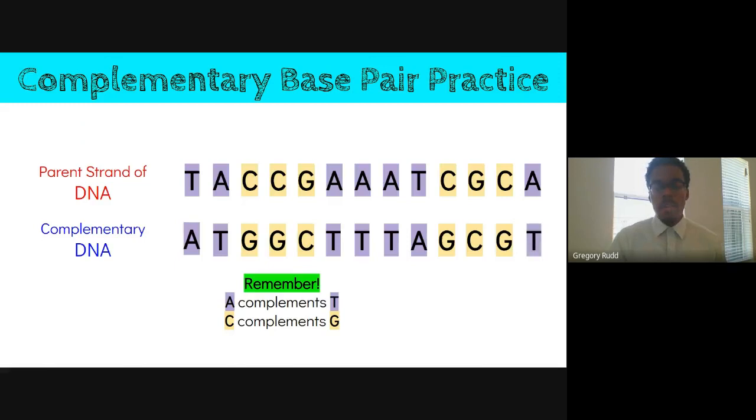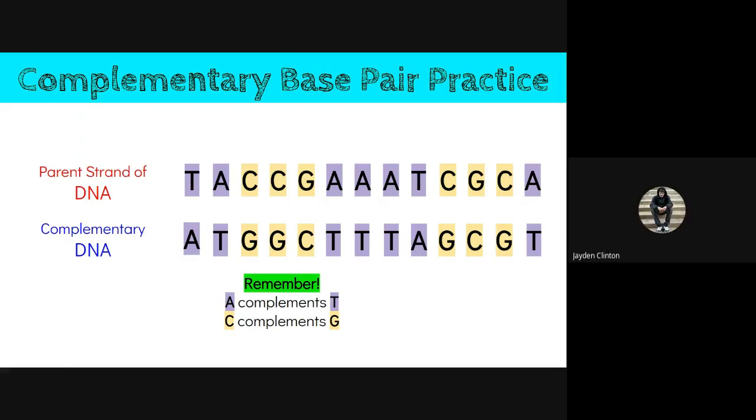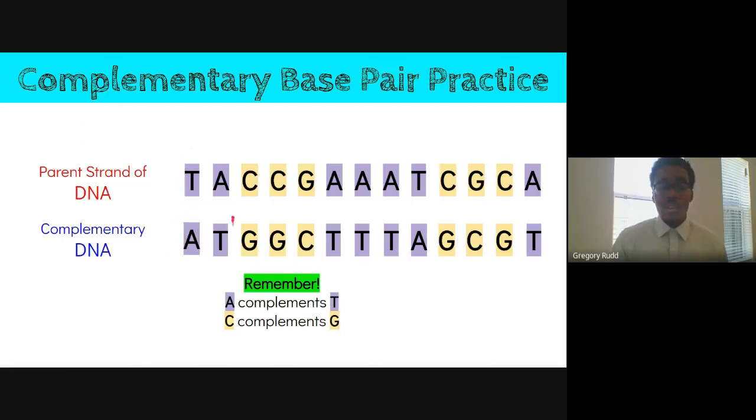Excellent. So what we just did, and who was that, DeMarco or Kyrie? Jaden. Oh, that was Jaden. Good job, Jaden. So what we're doing is we're complementing each of these bases. So anytime I see a C, that means the complement has to be a G. Anytime I see a G, that means the complement has to be a C. And anytime I see an A, there needs to be a T. And anytime I see a T, there needs to be an A.